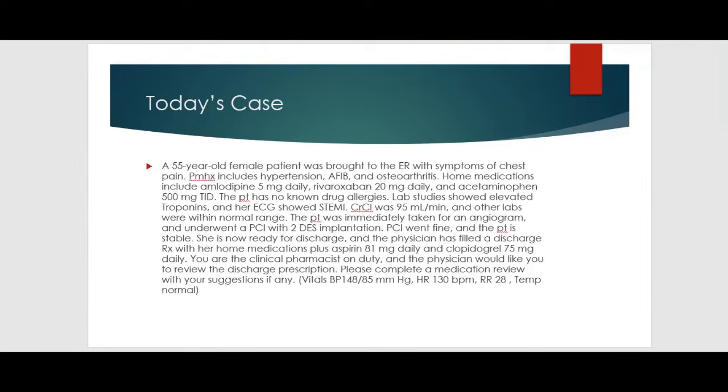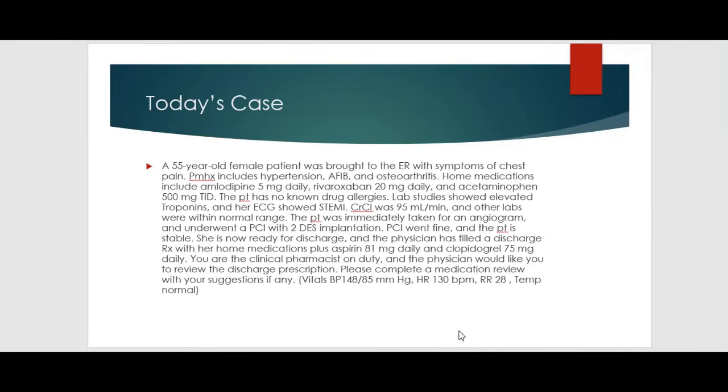All right. Now, the first thing you need to look at when you're reviewing such cases, of course, you'll have more laboratory studies, but they mentioned here that the lab studies were all normal, besides the elevated troponins. They mentioned the creatinine clearance, which was kind of normal, and her ECG was abnormal before the 2-stent implantation. So we have a really good idea about the patient here. We have their vital signs also, and her history.